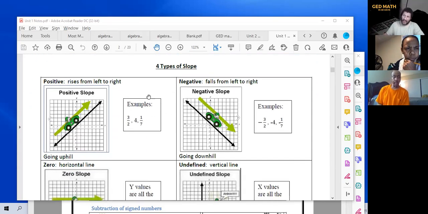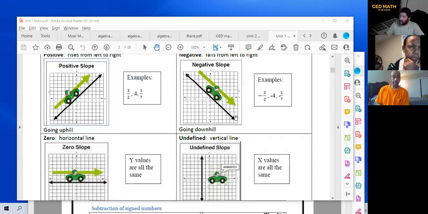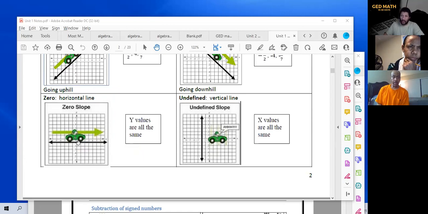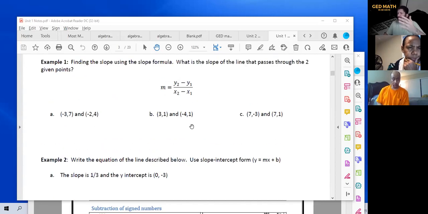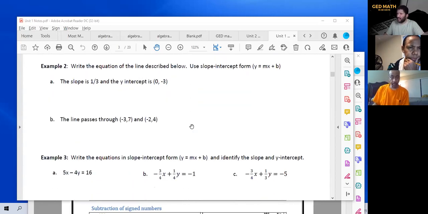One thing I like about it, things we already went over. Positive slope: from left to right, it's going up. Negative slope: from left to right, it's going down. Zero slope is a horizontal line. Undefined slope is a vertical line. So again, this is all practice, things that we've done.